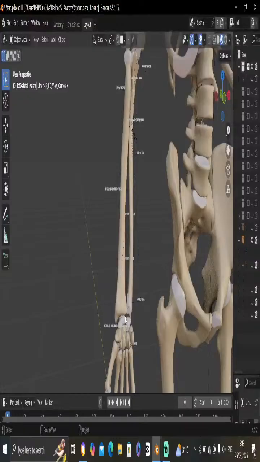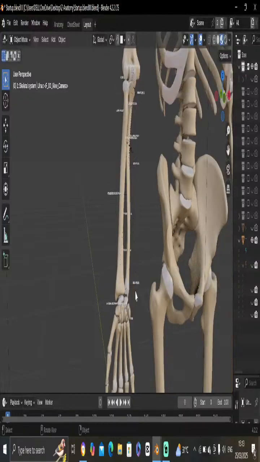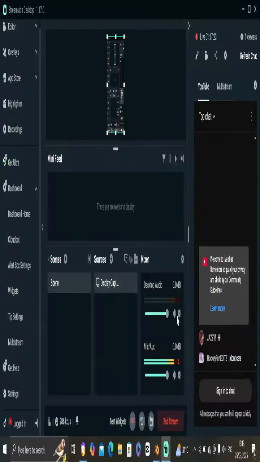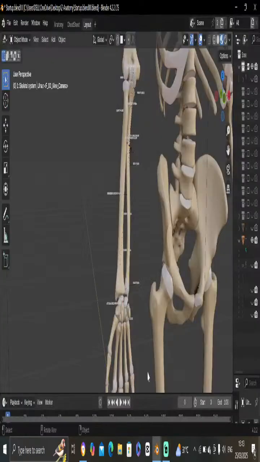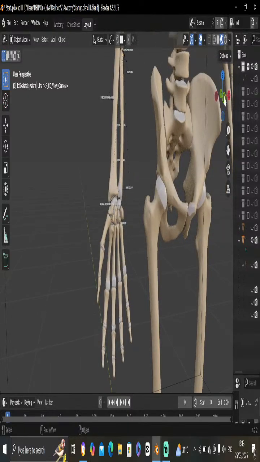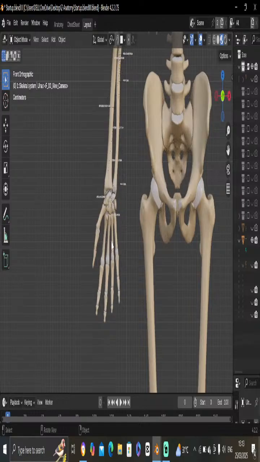So basically that concludes the osteology of the ulna and radius. Again, if we have any question, we can ask in the comment section so that we can try to answer some of these. Now we'll go to the carpal bones. We are almost done with the osteology.